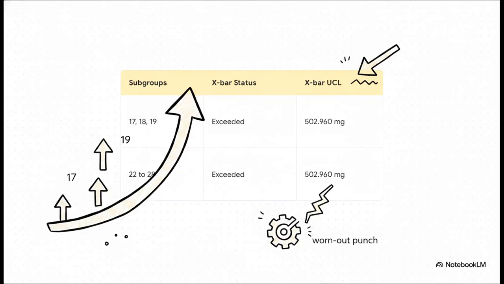Okay, so only after acknowledging and finding the root cause of that spread failure do we finally turn our attention to the X-bar chart to evaluate our process center. And wow, the X-bar chart shows us that the process center actually started climbing way earlier. Subgroups 17, 18, and 19 had already exceeded the X-bar upper control limit. The average weight of the tablet stepped upward way before that punch ever wore out at subgroup 22.